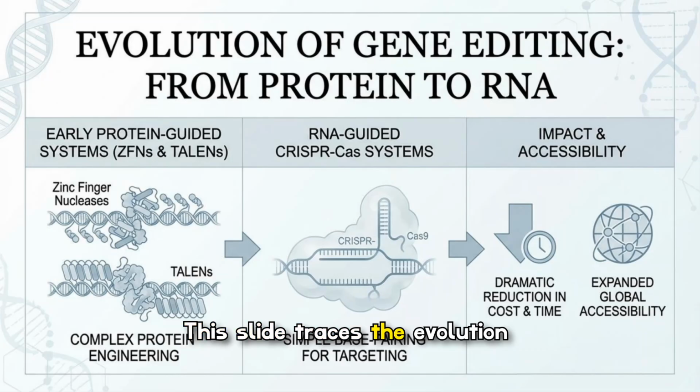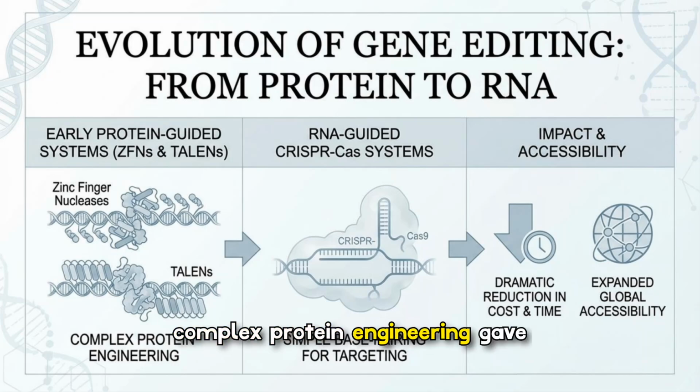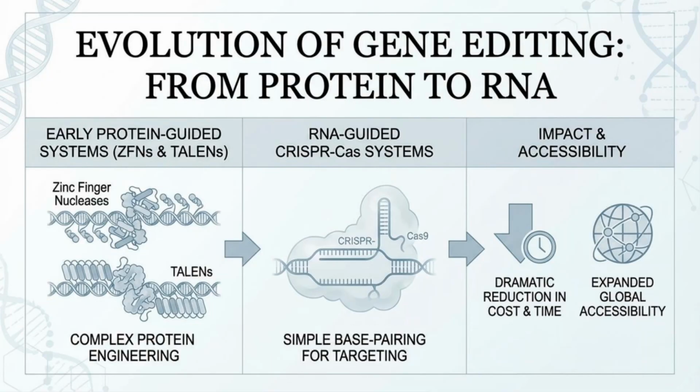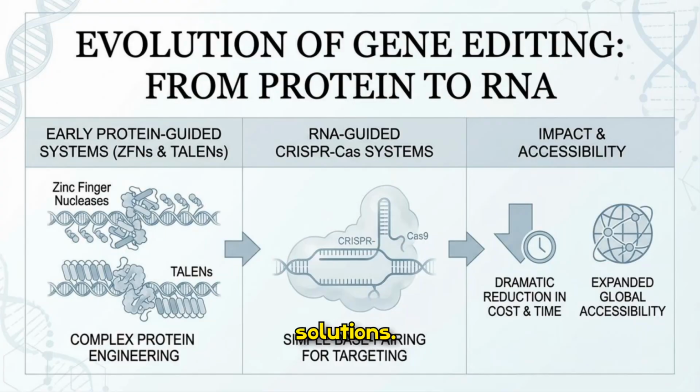This slide traces the evolution from early protein-guided systems like zinc finger nucleases and TALENs to RNA-guided CRISPR-Cas systems, highlighting how complex protein engineering gave way to simple base pairing for targeting. The transition dramatically lowered barriers, reduced costs and time, and expanded global accessibility, enabling many more labs and companies to translate ideas into practical gene editing solutions.